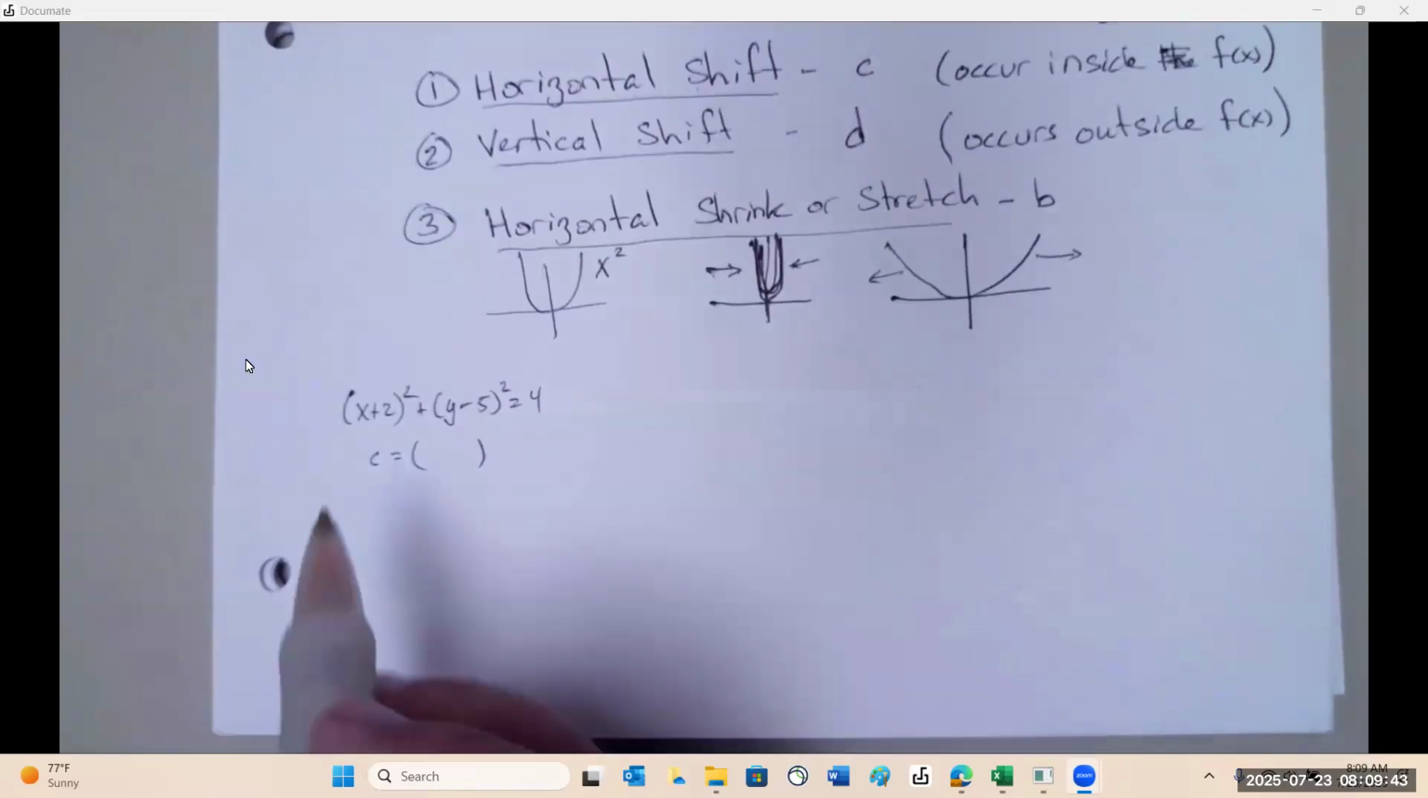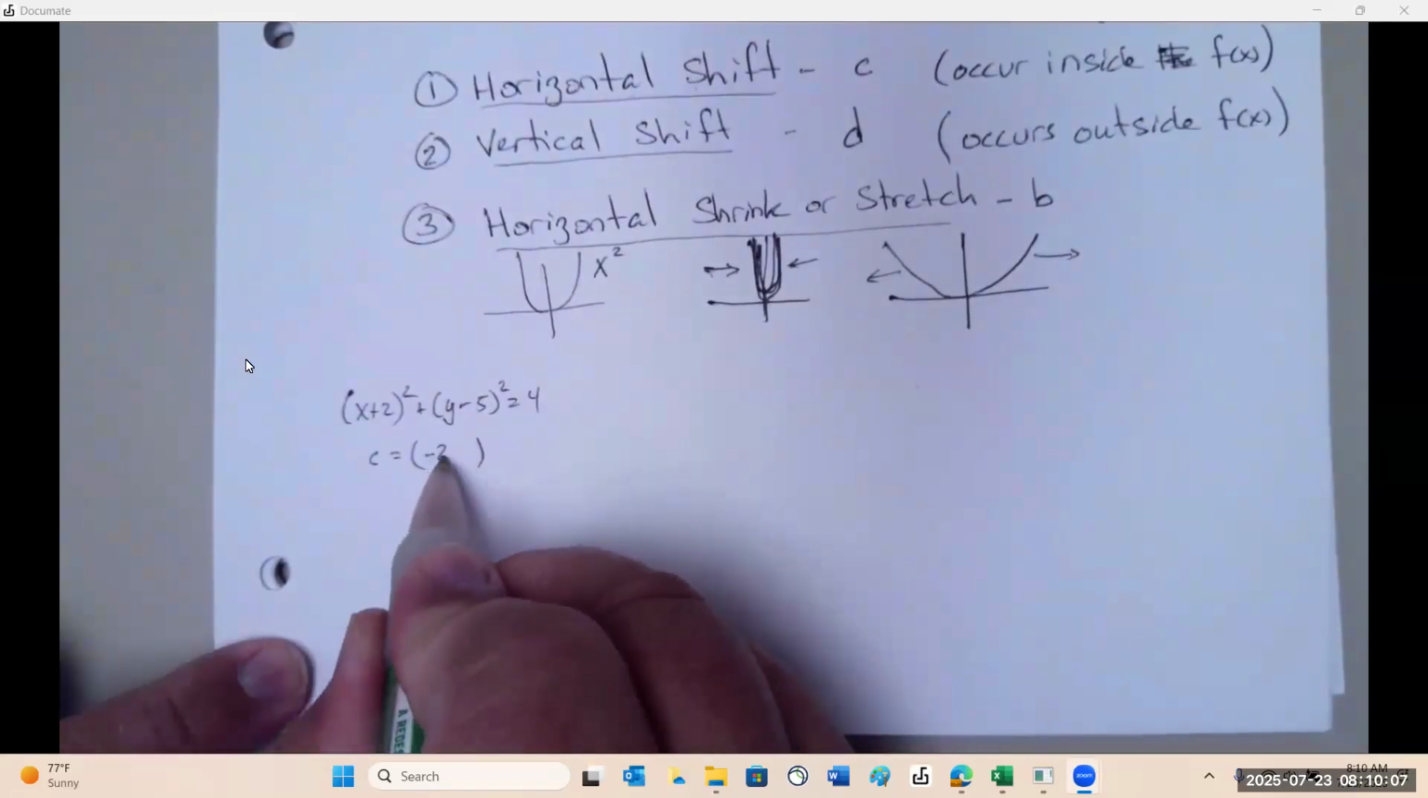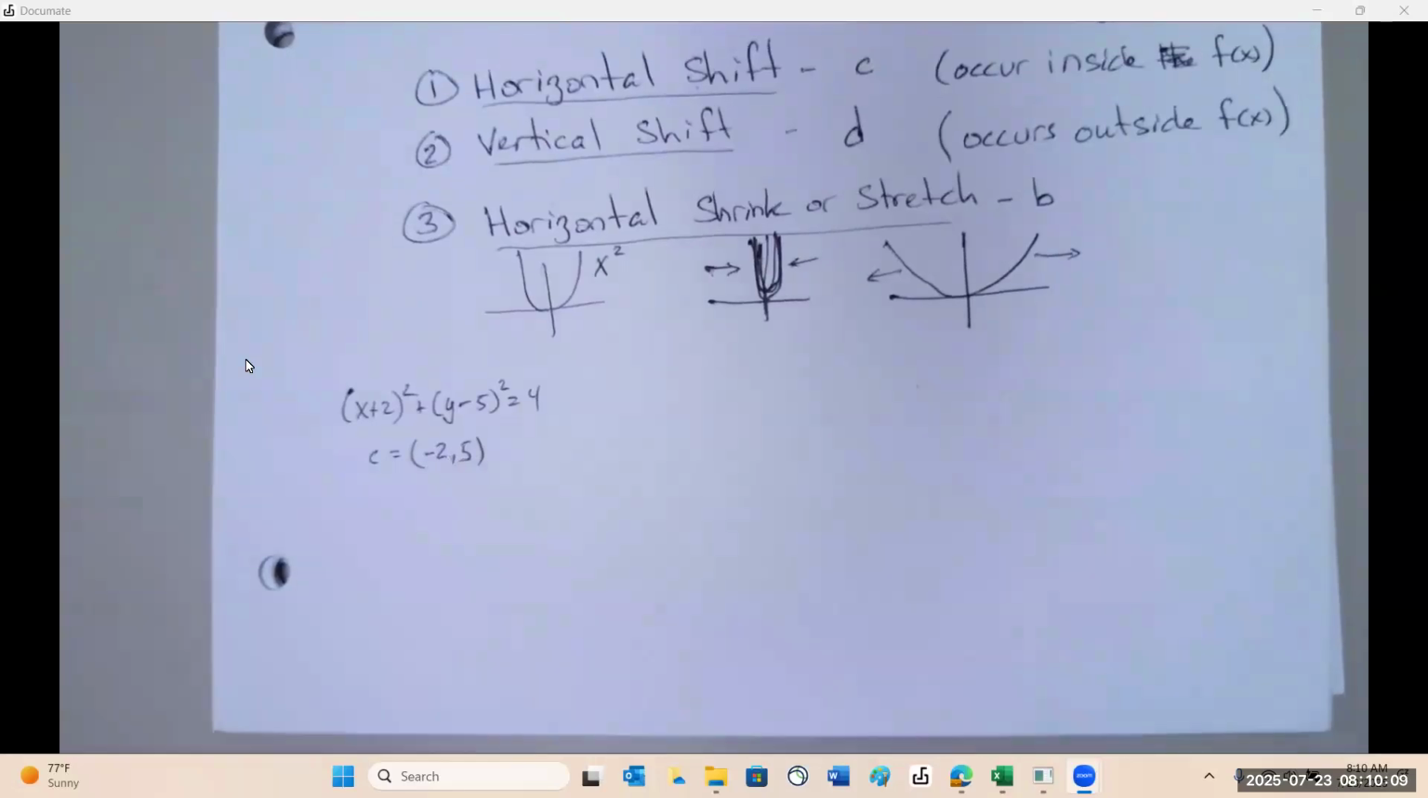So what was the center of the circle? Just 2? No. Remember, the center has to be a location. It's the H and K. -2, +5.